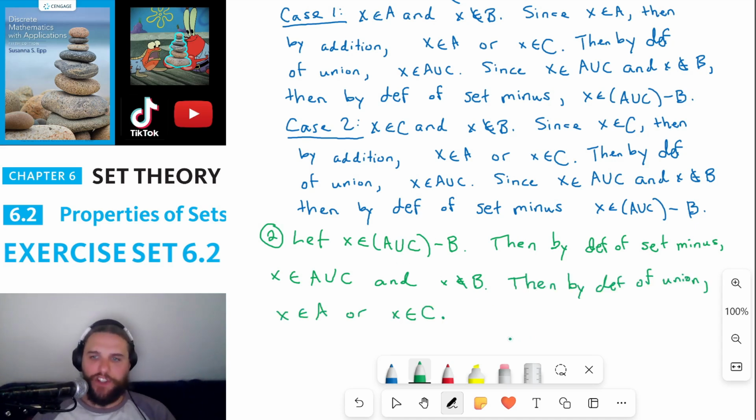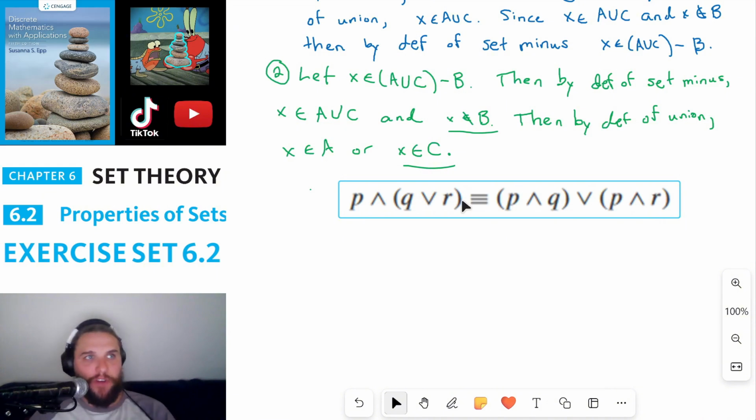Next, we can unpack what it means for X to be an element of A union C. So by definition of union, X is an element of A or X is an element of C. And X is not an element of B. So either X is an element of A and X is not an element of B, or X is an element of C and X is not an element of B.